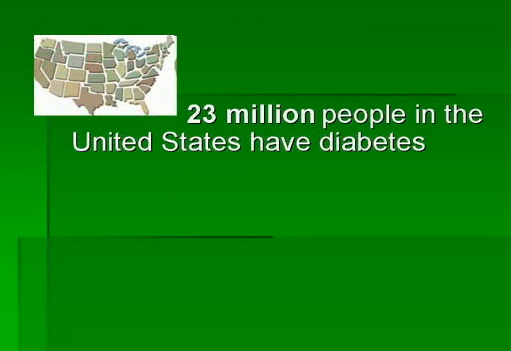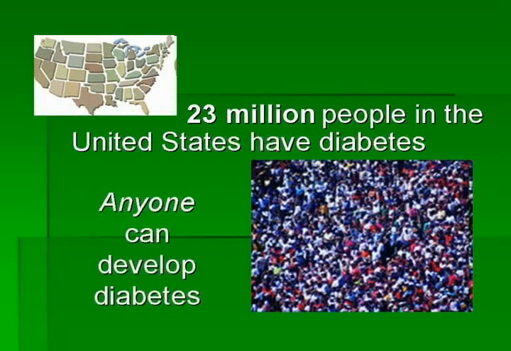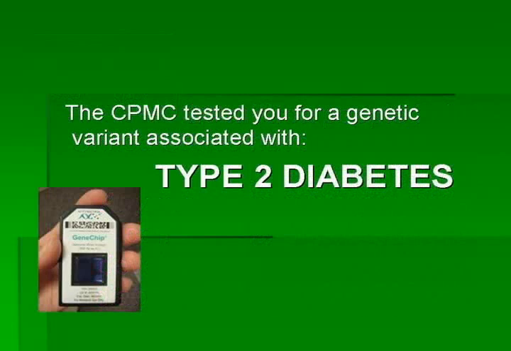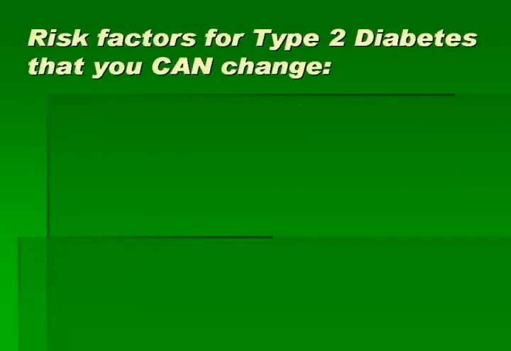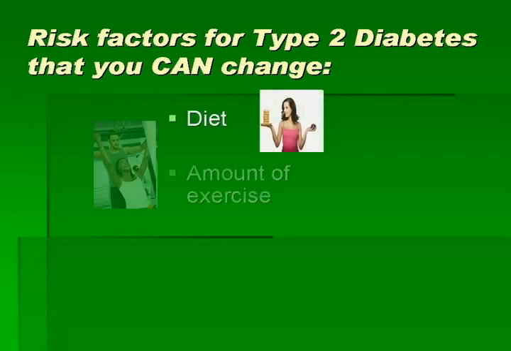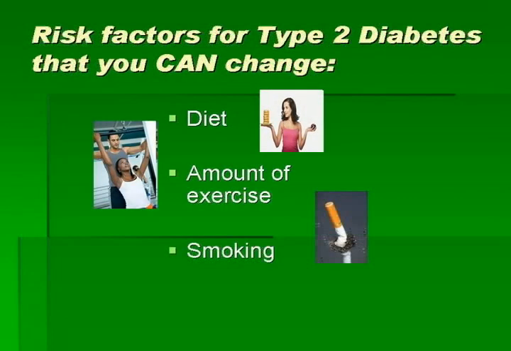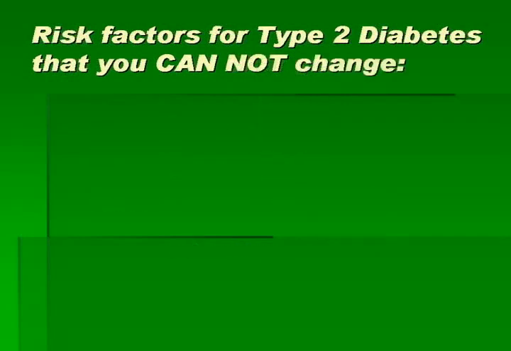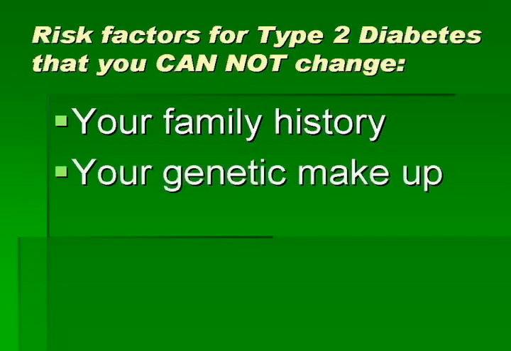Diabetes is one of the biggest health problems in the United States, with over 23 million people affected with this condition. Although anyone can develop diabetes, it occurs most commonly among African American and Hispanic people. There are many factors that make up your overall risk for developing type 2 diabetes, some of which you can control and some of which you cannot control. The risk factors you can control include your diet, the amount of exercise you get, smoking, and the amount of alcohol you drink. The risk factors that you cannot control include your family history, your genetic makeup, and your race or ethnicity.